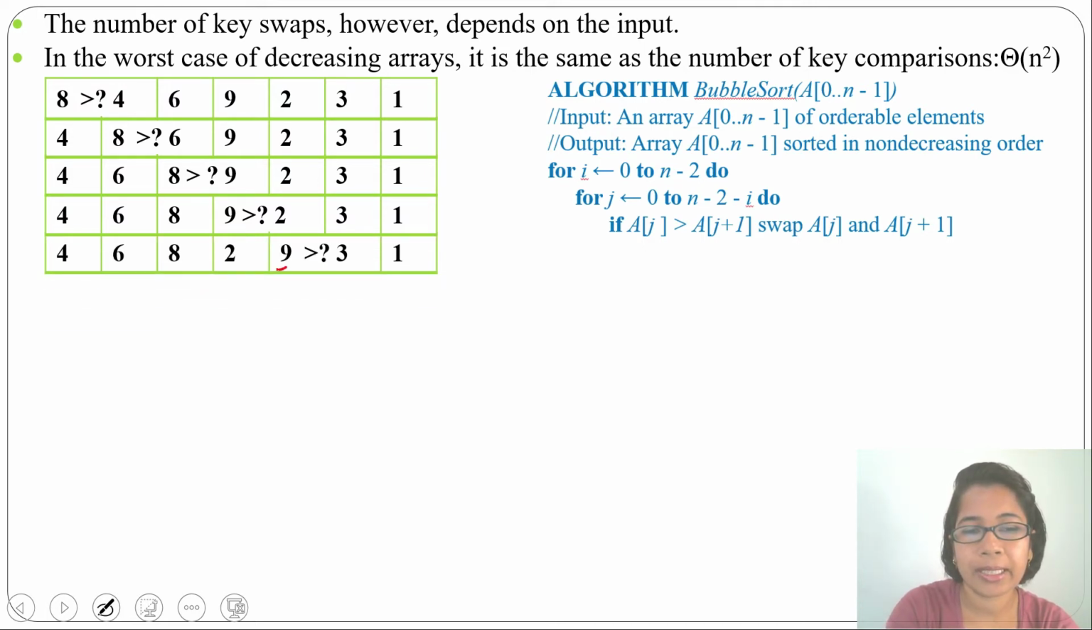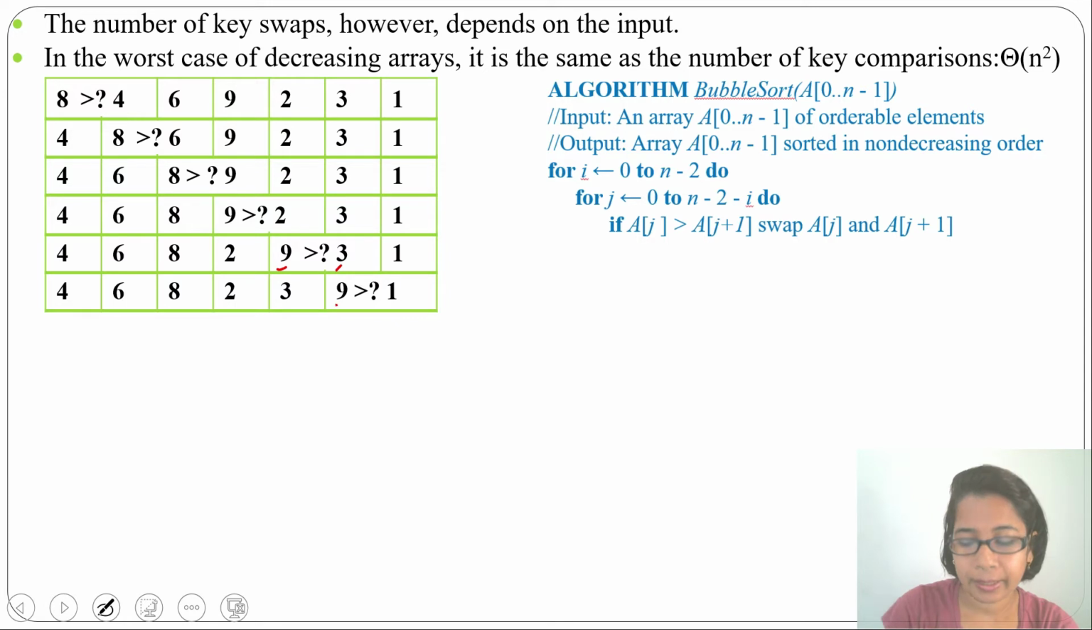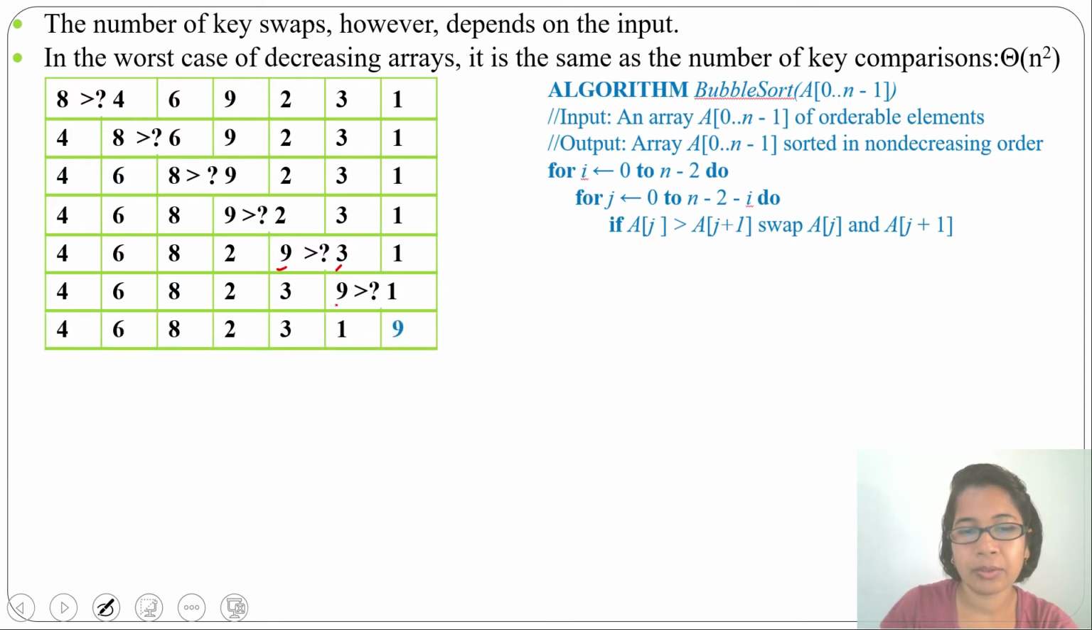Again we'll compare, is 9 greater than 3? Yes, so we'll swap these two. Then again we'll compare, is 9 greater than 1? Yes, so we'll swap. So finally this 9 reached the last position, means this 9 is now sorted. This 9 bubbled up and reached its position.